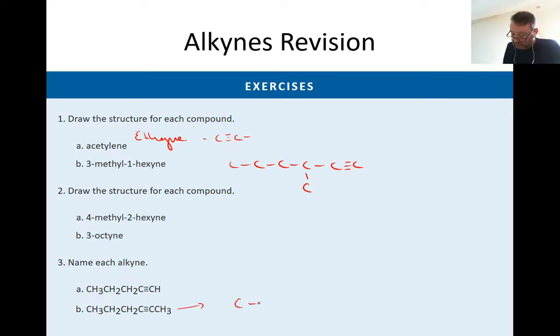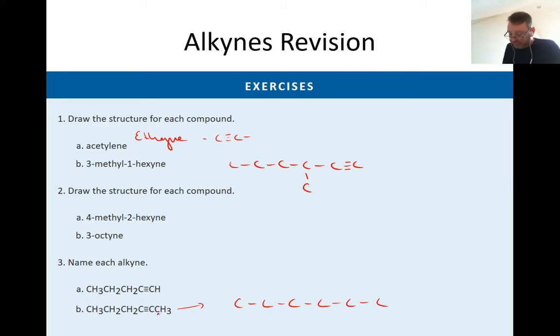So 1, 2, 3, 4, 5, 6. Let's say it again. 1, 2, 3, 4, 5, 6. No branches. How do I know there's no branches? Because there's no radicals in brackets. Okay, just be careful. There's no radicals in brackets, so there's no branches.